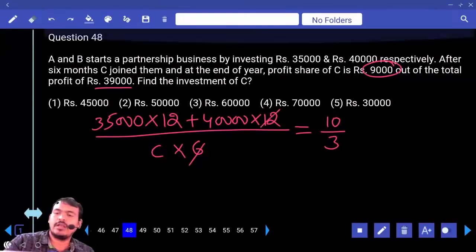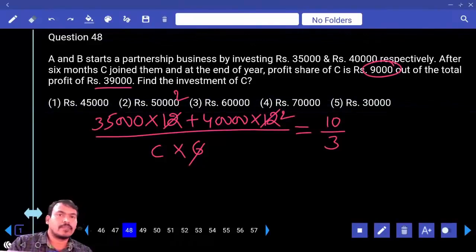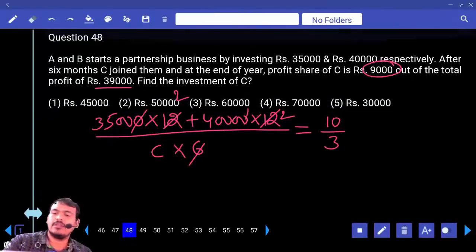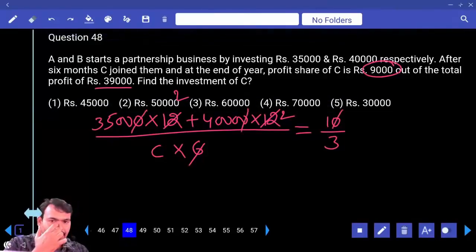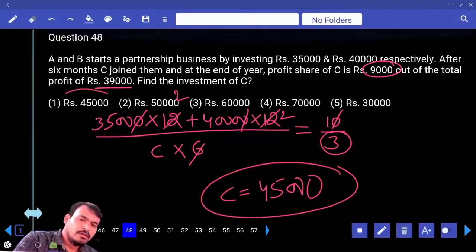6, how many times 12? 2 times. Again, on both sides the zeros cancel. Clear. 3,500 into 2 is 7,000. 4,000 into 2 is 8,000. Total it is 15,000. Into how many times? 3 times. Then C equals how much value? 45,000. Which option? The first one.